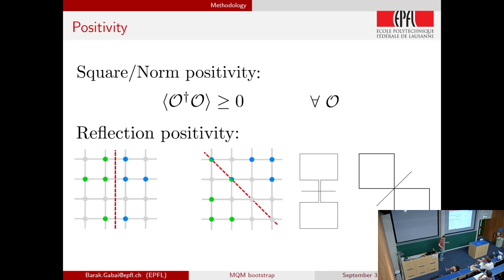So the first ingredient in any of these approaches, in any of these papers, is to find some positivity that your theory satisfies. So you need some notion of positivity. The simplest one, and the one that we'll need today, is just the norm positivity of a Hilbert space for a quantum mechanical problem. But it can also be reflection positivity for the loops or for some statistical model on the lattice.